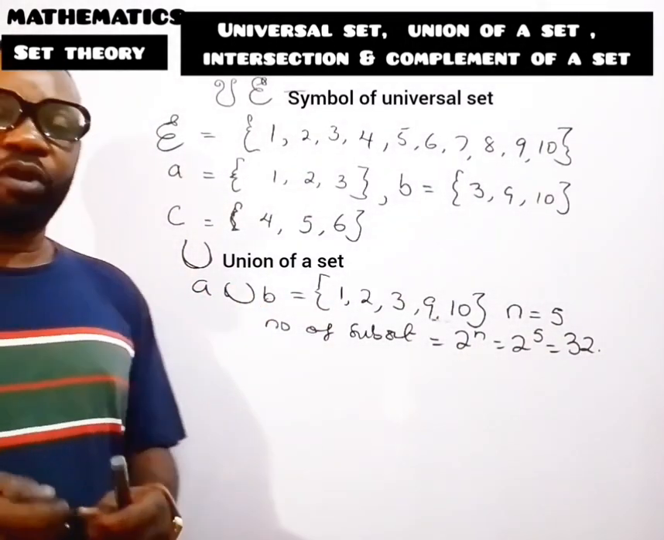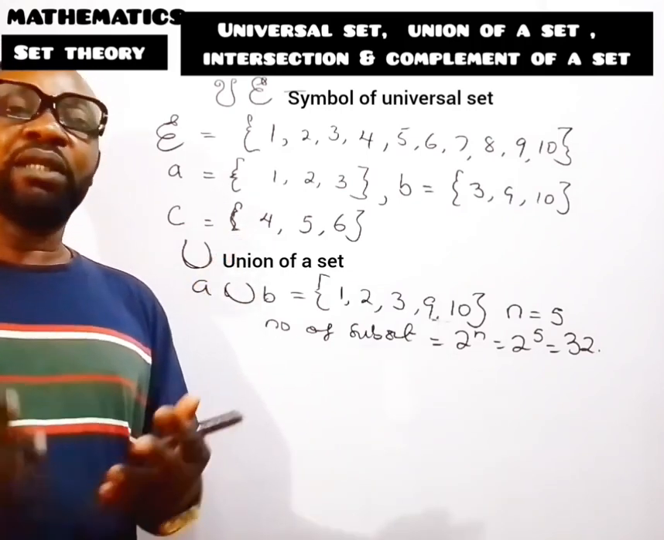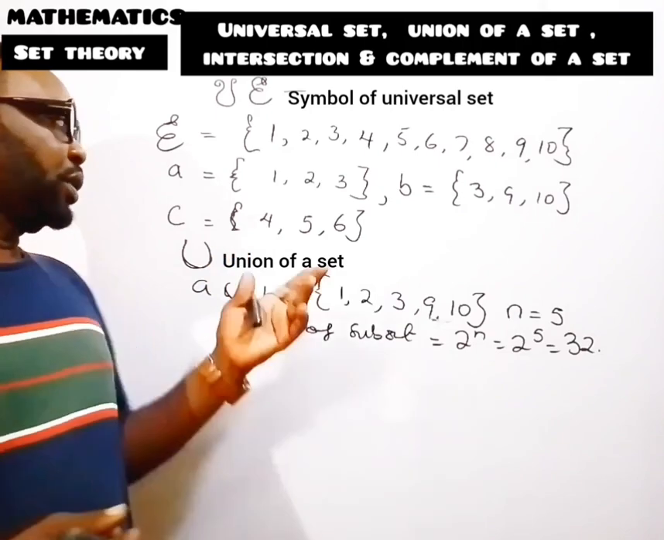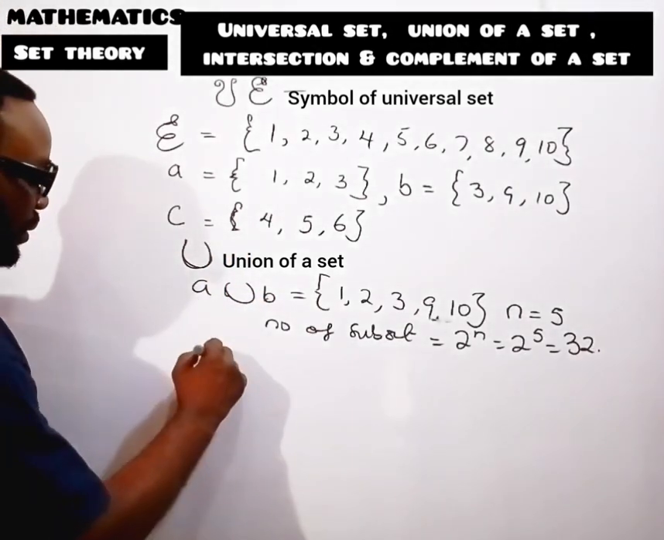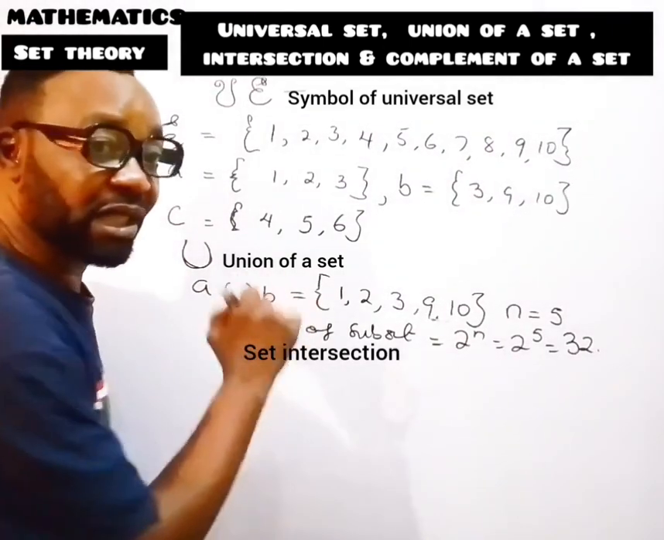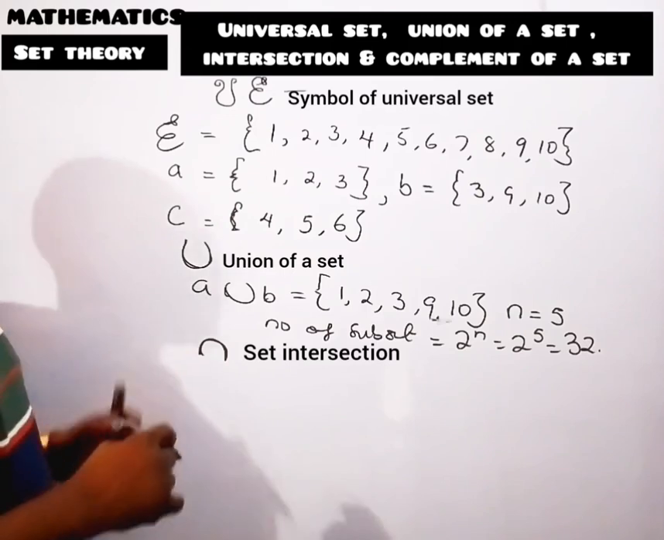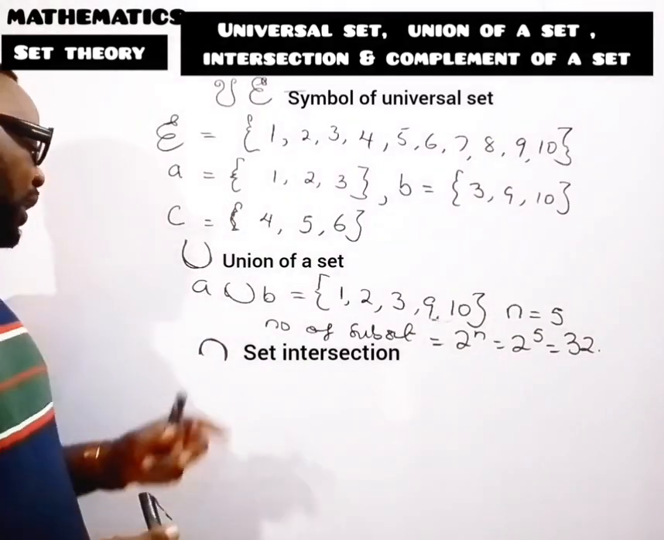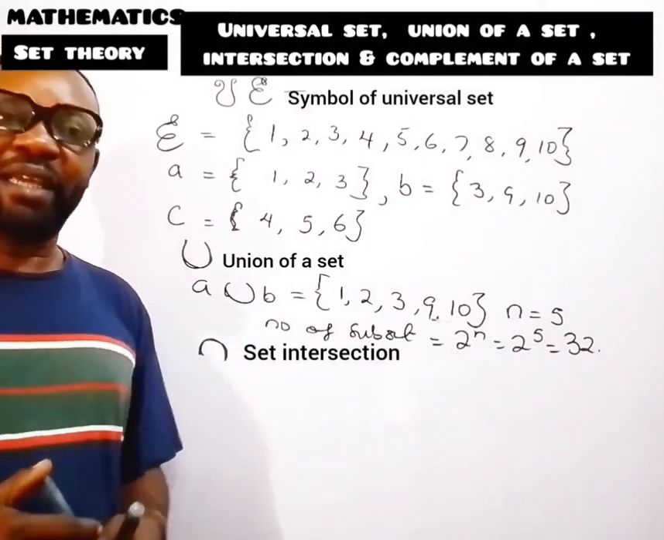We have been able to talk about the universal set. We've talked about the union of a set. Let's now talk about the intersection of a set. The intersection of a set is represented by this symbol. It looks like N as well. This is the symbol that we use in representing what is meant by intersection of a set.